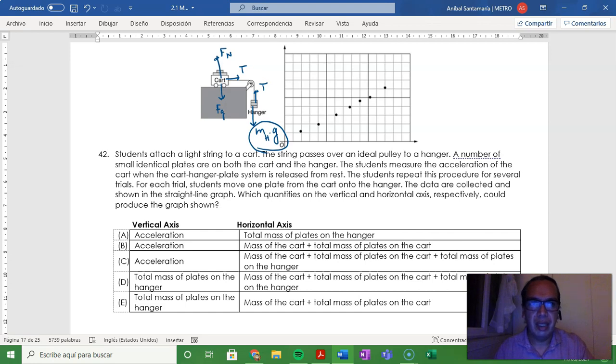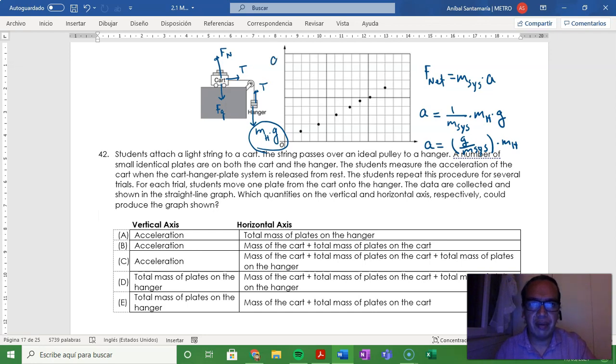on the hanger. Now, according to Newton's second law, the net force is equal to the mass of the system times the acceleration. The mass of the system is a constant, so the acceleration is equal to the reciprocal of the constant mass of the system, times the net force, which is the mass on the hanger times g. This means that the acceleration is equal to the constant g over the mass of the system, times the mass on the hanger. The greater mass on the hanger produces a greater acceleration.